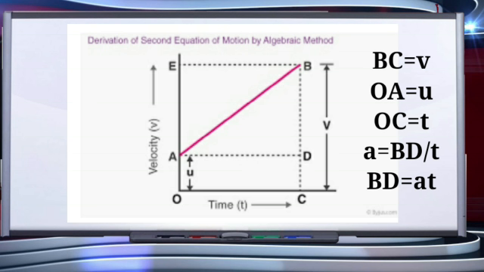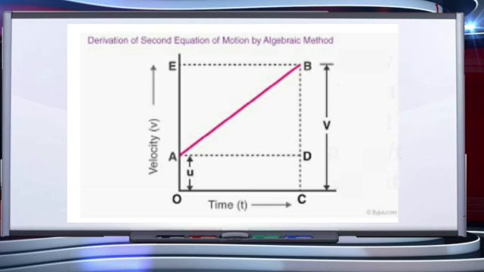either OC or AD. Now acceleration is change in velocity upon time taken, or we can say BD upon t, or it can be BD = at. Children, we can simply remember it as rise upon run. Here rise is BD and run is AD.